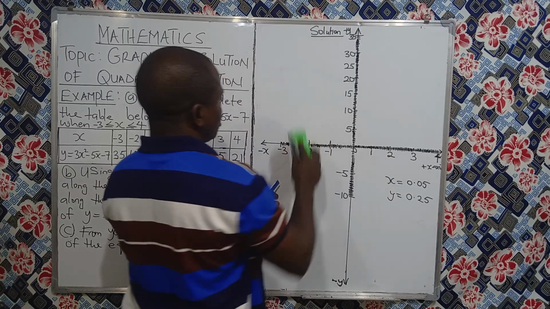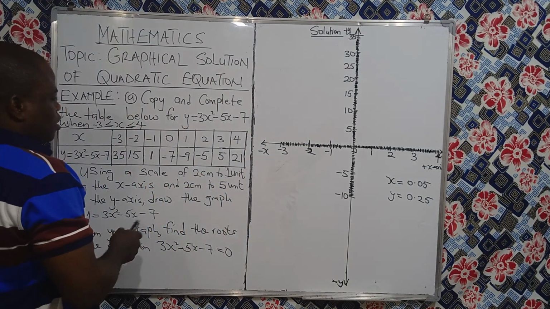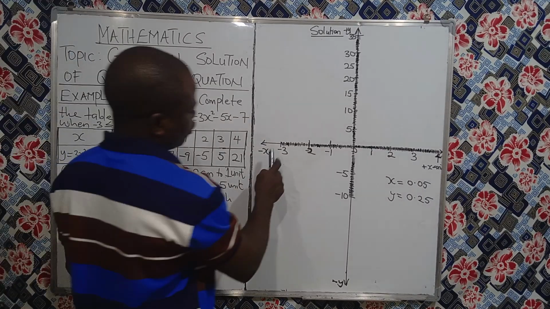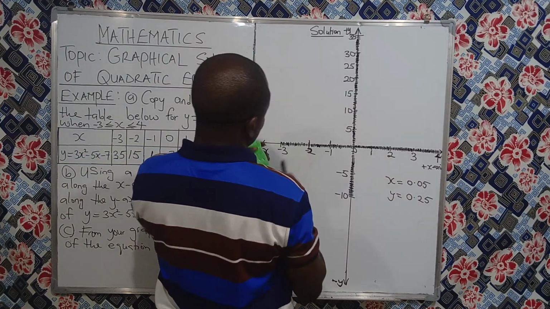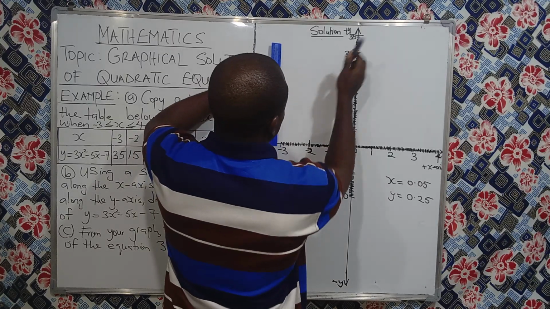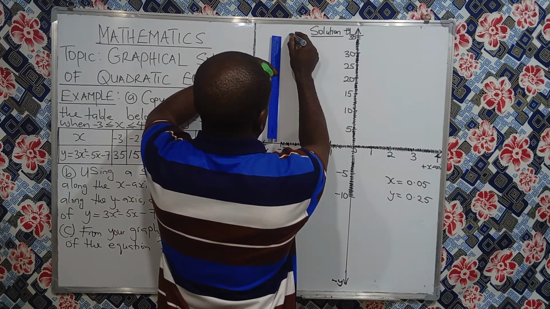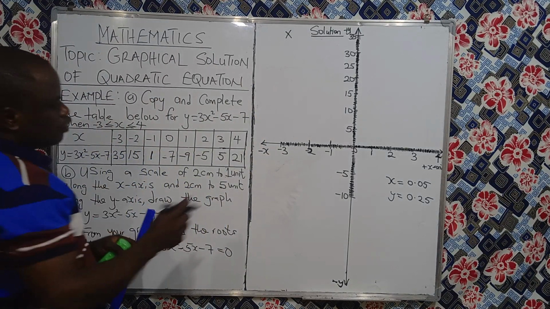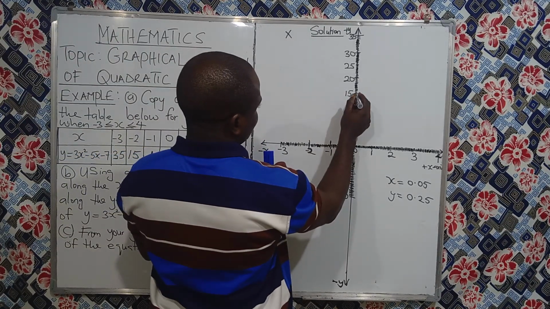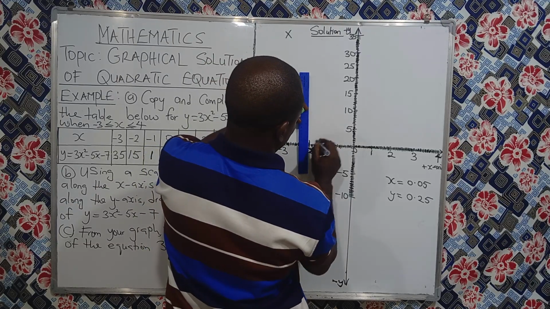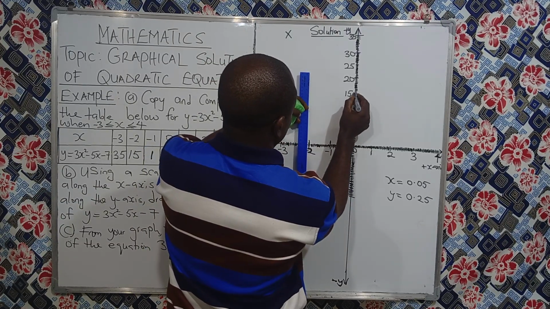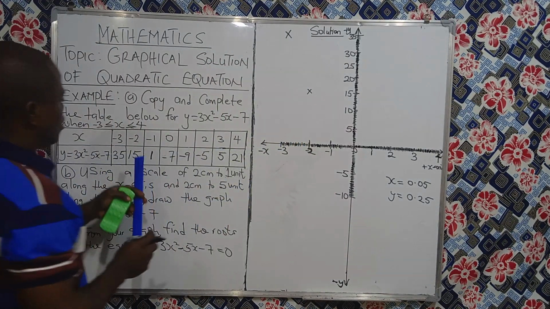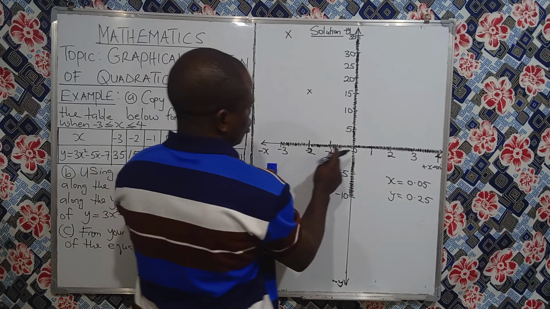Now let's plot the graph. You now have minus 3 to 35. Minus 3 to 35, trace it up straight. Minus 2 to 15. Minus 2 to 15, trace it. Minus 1 to 1. Minus 1 to 1.